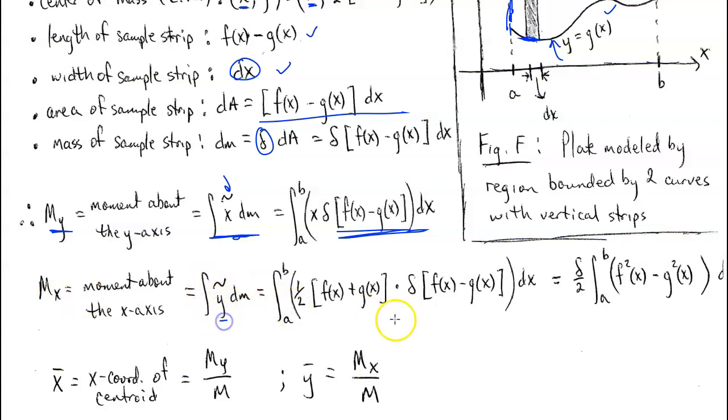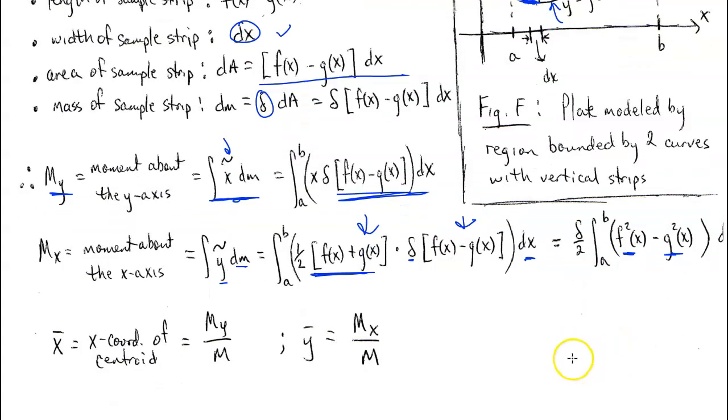And of course, our y tilde, again, is just the sum of f and g divided by 2. And dm is going to be the density times the difference between those two functions, all multiplied by the differential width of the sample strip, which is dx. And one of the things that we note is that since I have f plus g times f minus g, I can multiply that together and get f squared minus g squared, okay?